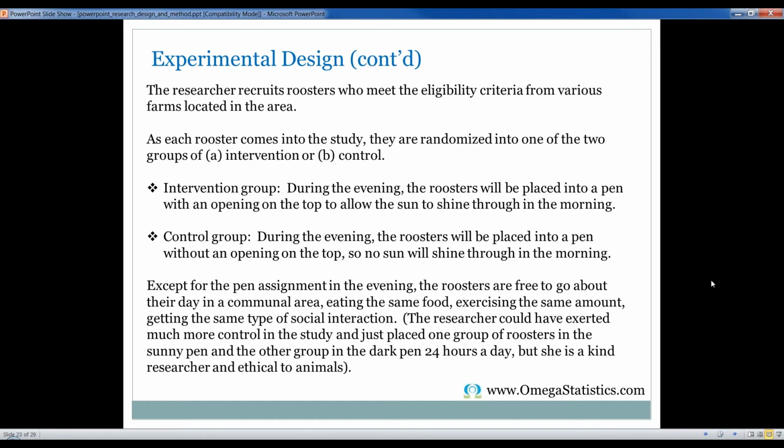They get to hang out together. They get to eat the same food. They're going to exercise the same amount. So you're not going to have some in a bigger pen running around free range and the other ones in little cages. You don't want to do that. You want them basically to have everything the same except for that pen assignment in the evening. And you want them to have the same social interactions, things like that.